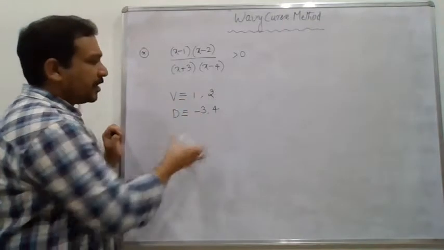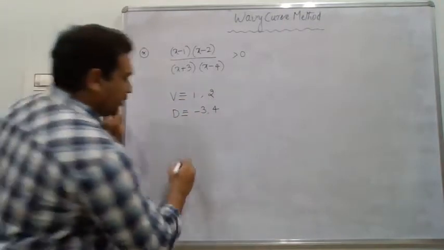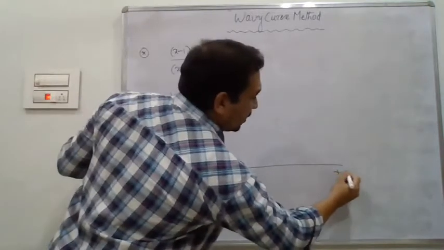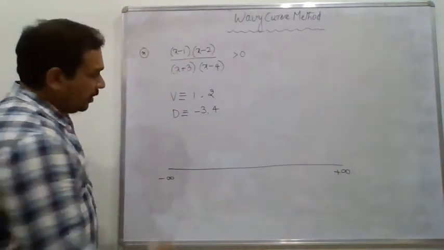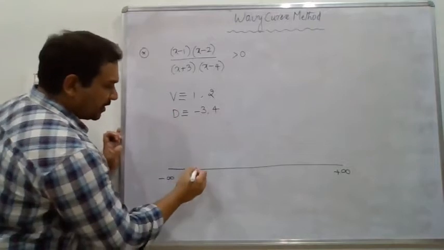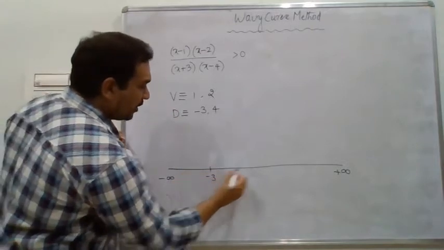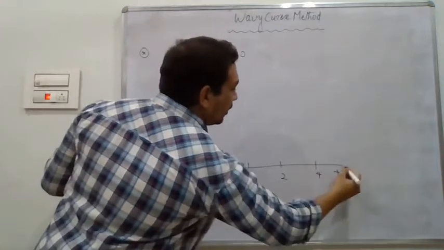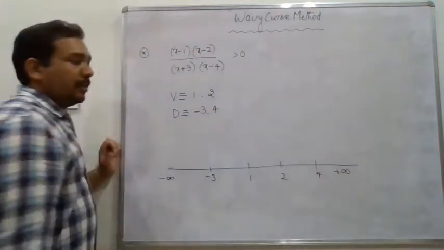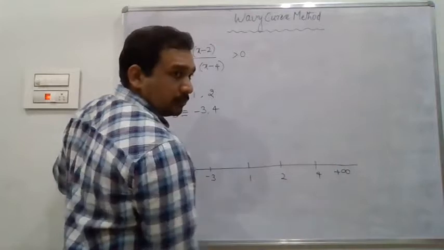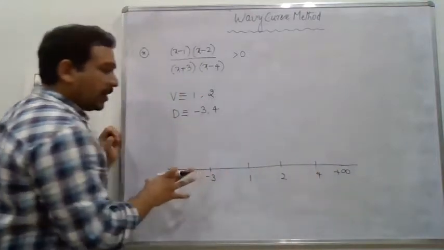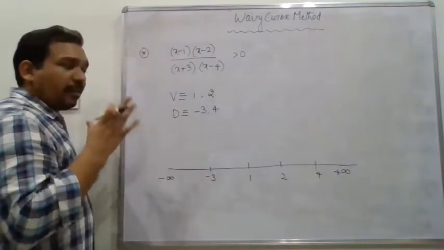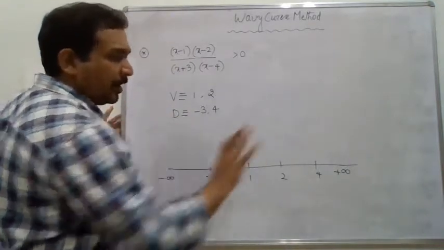We'll place all these points on a real line. Let us take a real line which is from minus infinity to plus infinity. Now place all these points in ascending order: minus 3, 1, 2, 4, and so on till plus infinity. Now from the right side of 4, see here how many portions. This total line is divided into how many portions? 1, 2, 3, 4, 5. There are 5 parts in this total line.